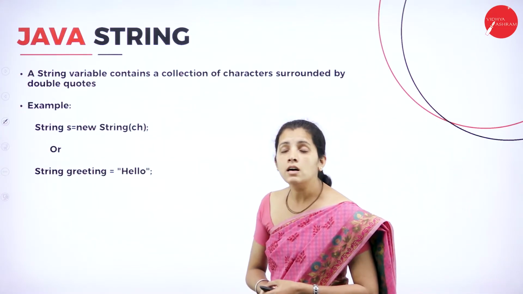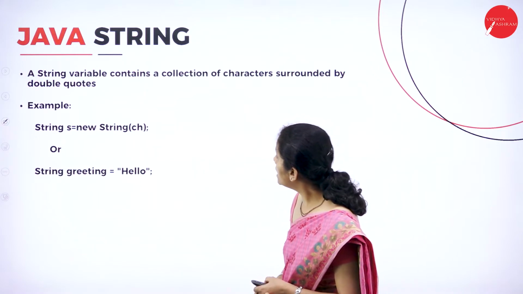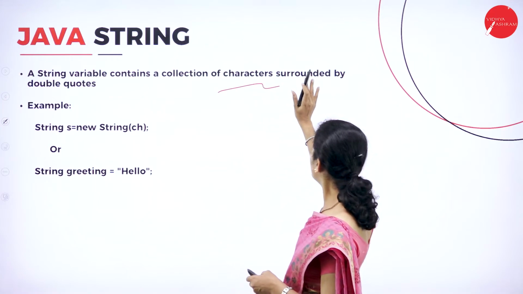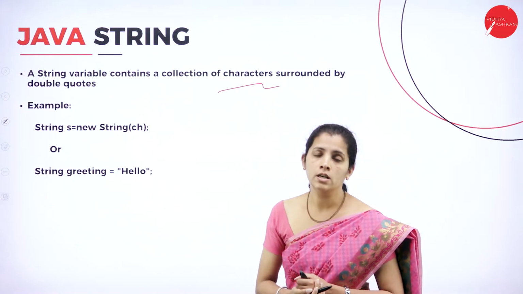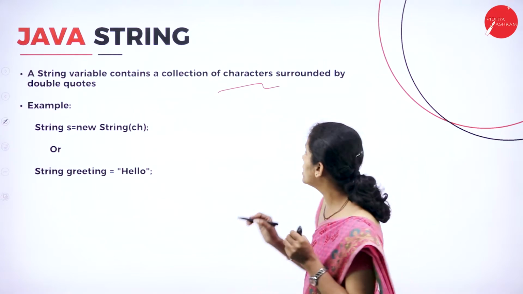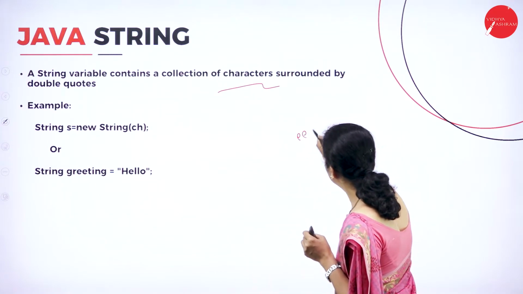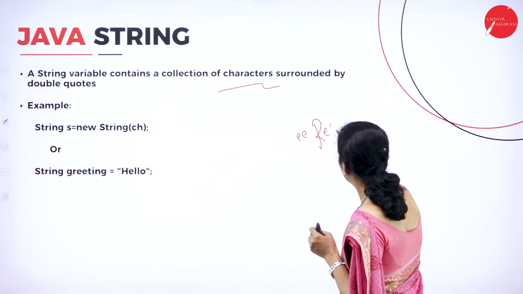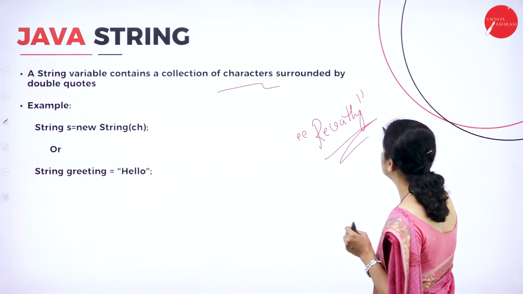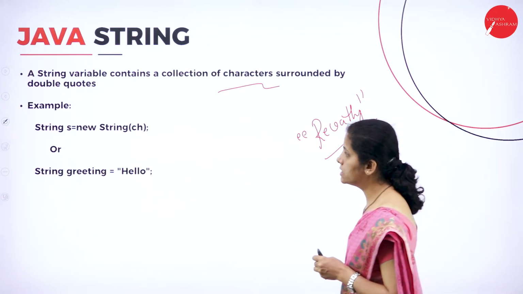Now, a string variable contains a collection of characters surrounded by double quotes. That means to represent a string, what am I going to do? I'm going to write that within double quotes. So this is the example for a string.